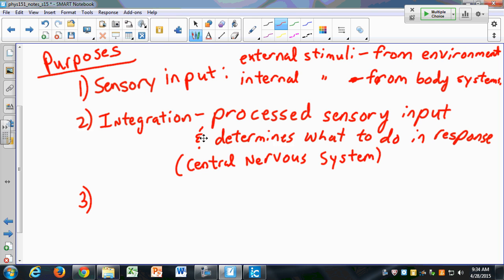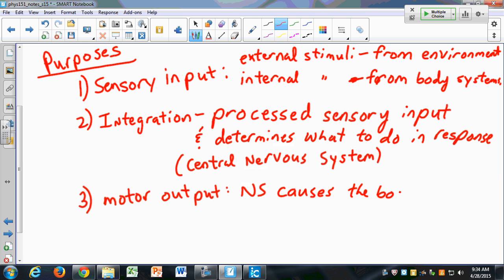And third is motor output. And so the nervous system causes the body to respond. And this is something called the peripheral nervous system. Alright, so it just causes you to move your muscles or do whatever it is in response to the stimuli.